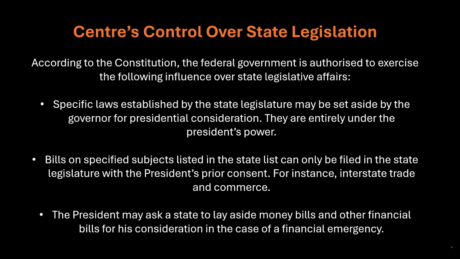Center's control over state legislation. According to the Constitution, the federal government is authorized to exercise the following influence over state legislative affairs. Specific laws passed by the state legislature may be set aside by the Governor for presidential consideration. They are entirely under the President's power. Bills on specified subjects listed in the state list can only be filed in the state legislature with the President's prior consent, for instance, interstate trade and commerce. The President may ask a state to lay aside money bills and other financial bills for his consideration in the case of a financial emergency.